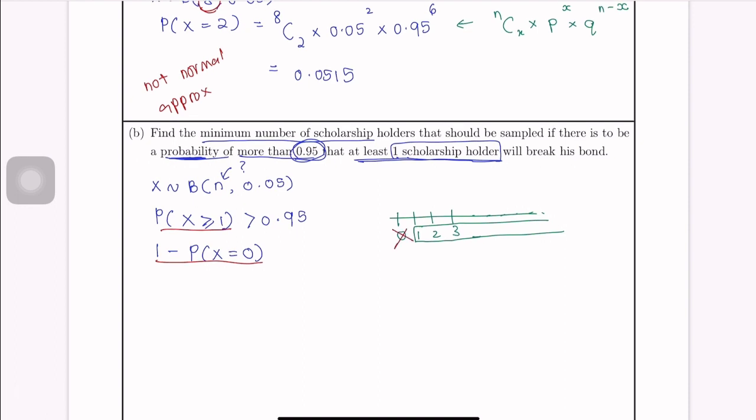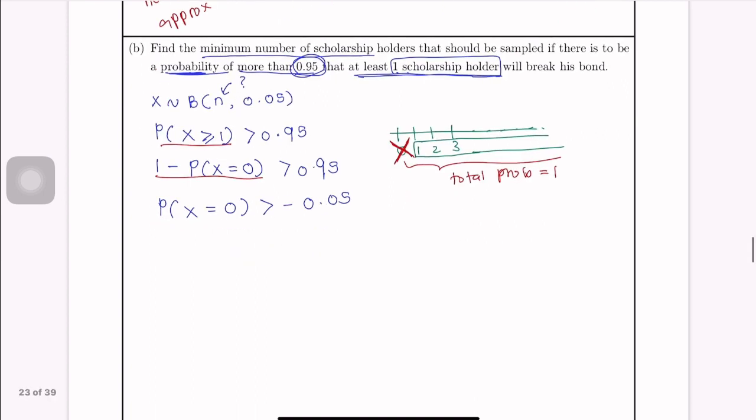Okay, so the total probability equals 1 minus what we don't want. We don't want probability X equals 0. So that's why we have 1 minus probability X equals 0 greater than 0.95. Okay, so rearrange, we'll get probability X equals 0 less than 0.05. Greater, less than, negative, positive.